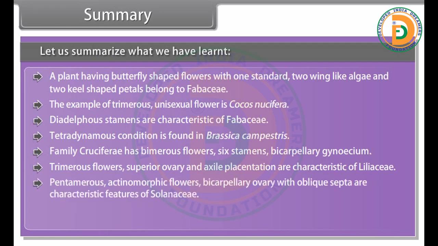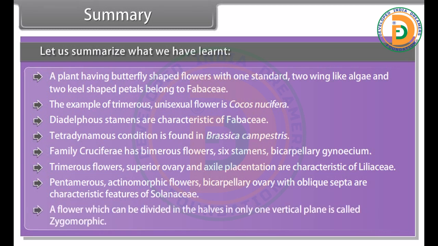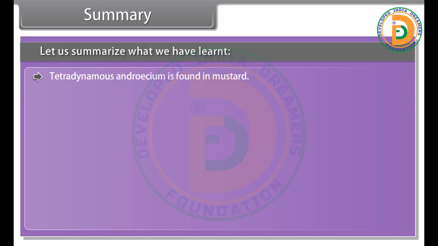Pentamerous, actinomorphic flowers, bicarpellary ovary with oblique septa are characteristic features of Solanaceae. A flower which can be divided into two halves in only one vertical plane is called zygomorphic. Tetradynamous androecium is found in mustard. Synandrous condition is the fusion of both filaments and anthers.